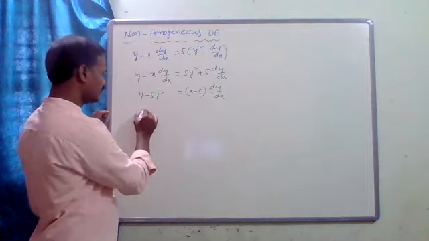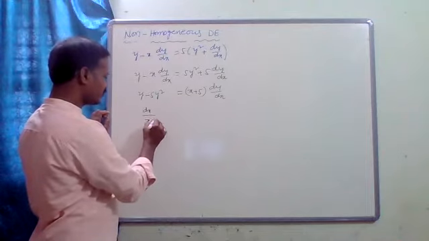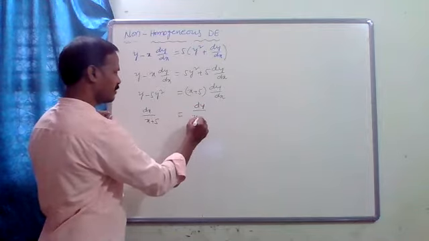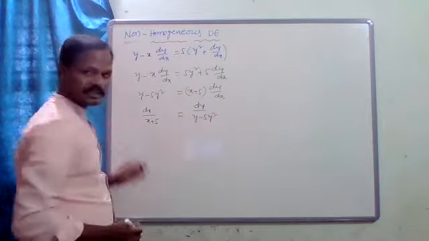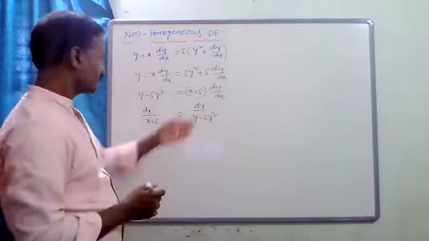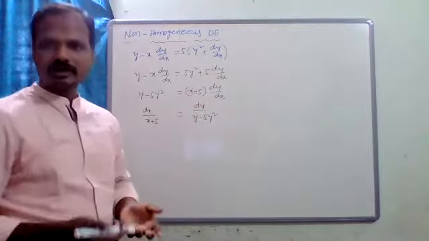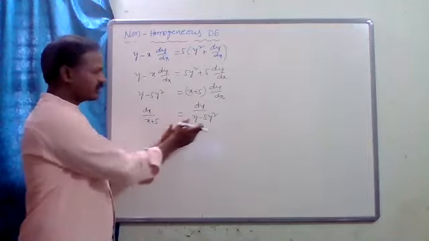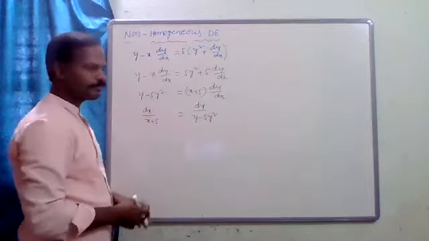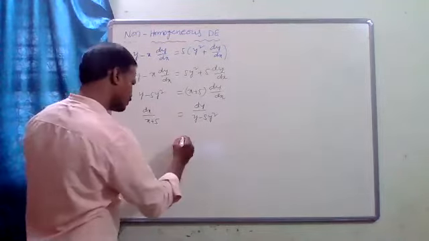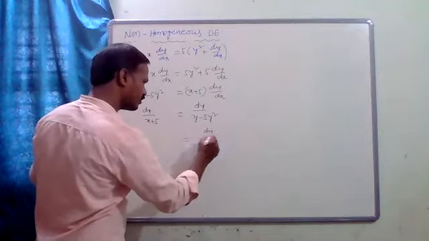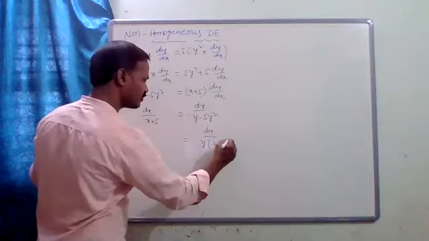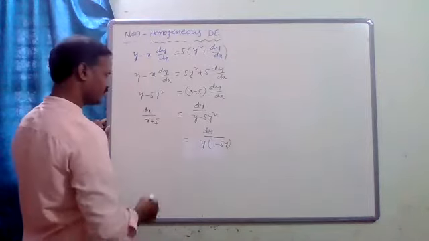Now this is dx by x plus 5 equal to dy by y minus 5y square. Is it clear? We have to apply variables separable. So these are the terms of x, these are the terms of y. And now this is equal to dy by y into 1 minus 5y.